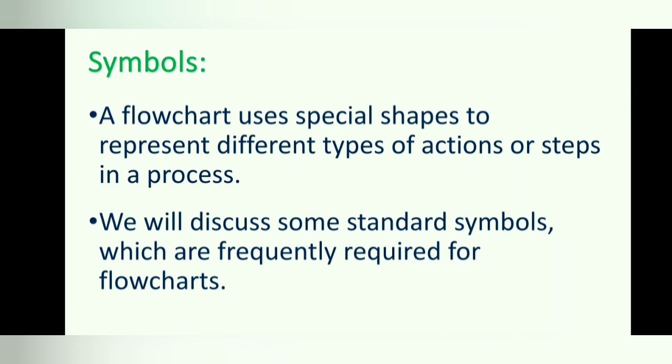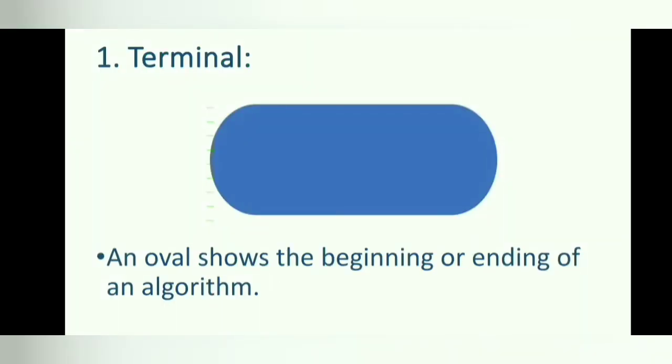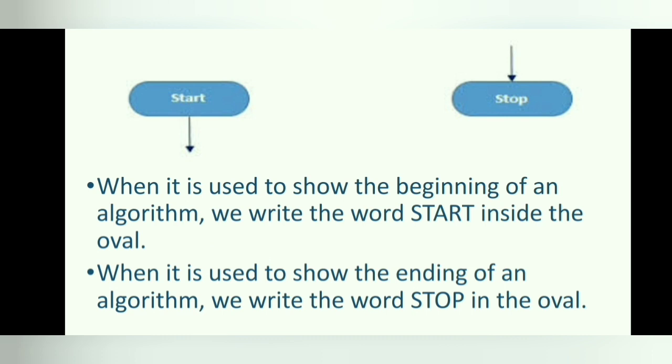Symbols. A flowchart uses special shapes to represent different types of actions or steps in a process. We will discuss some standard symbols which are frequently required for flowcharts. Terminal. An oval shows the beginning or ending of an algorithm. When it is used to show the beginning of an algorithm, we write the word start inside the oval. When it is used to show the ending of an algorithm, we write the word stop inside the oval. A good structured flowchart should have one and only one start and one and only one stop.